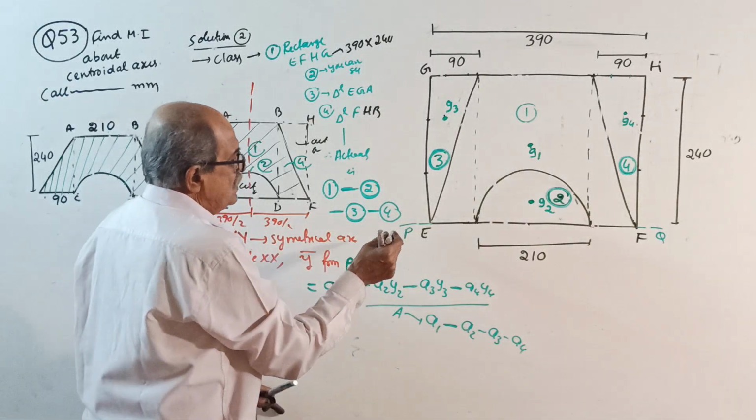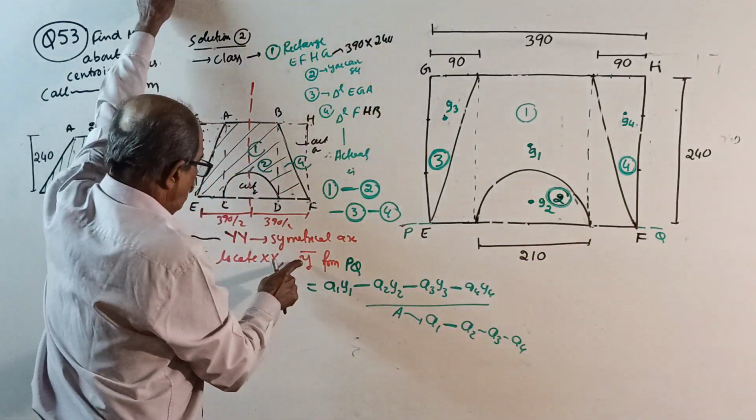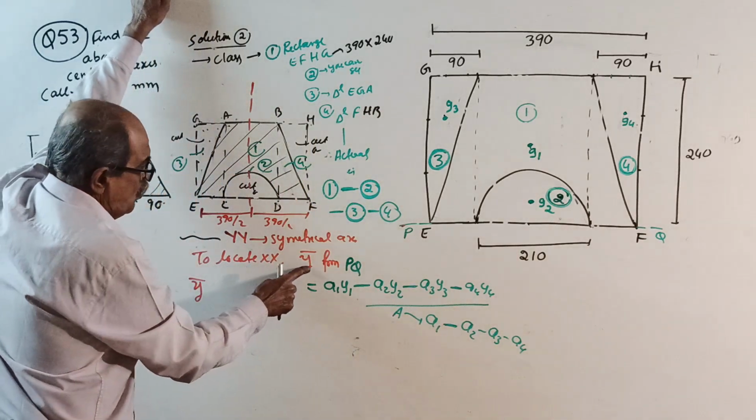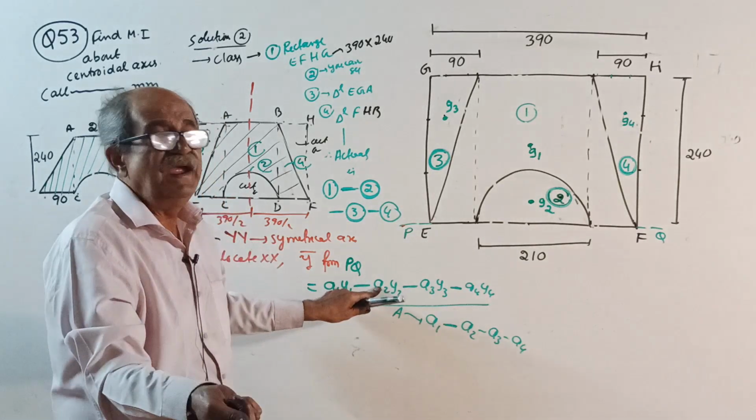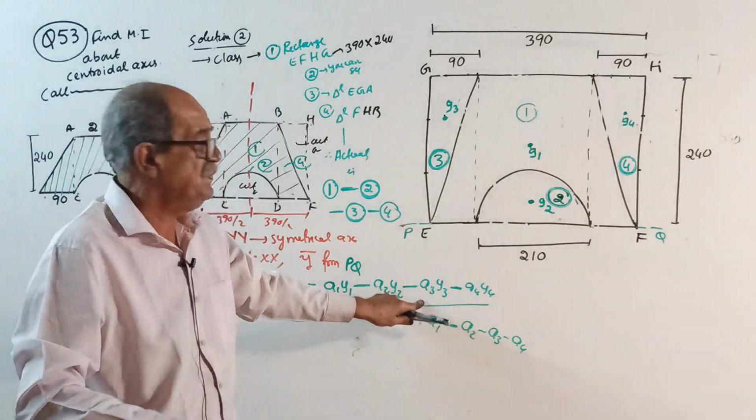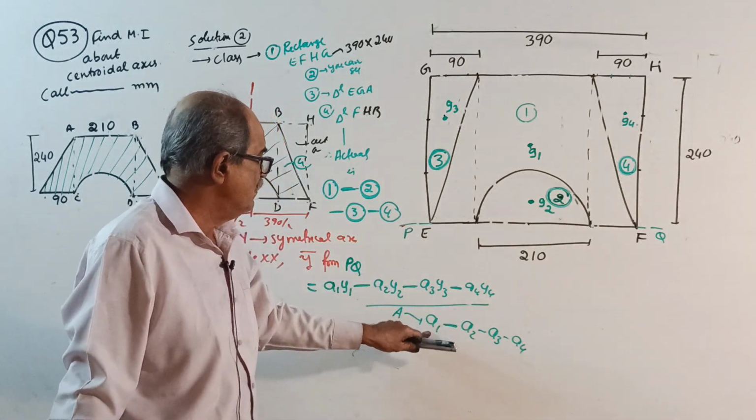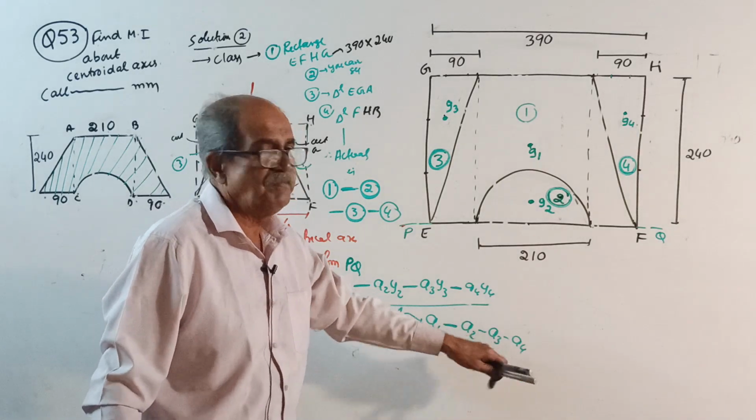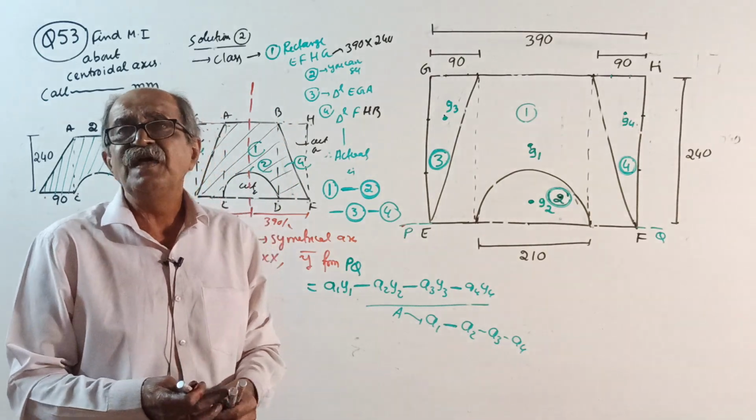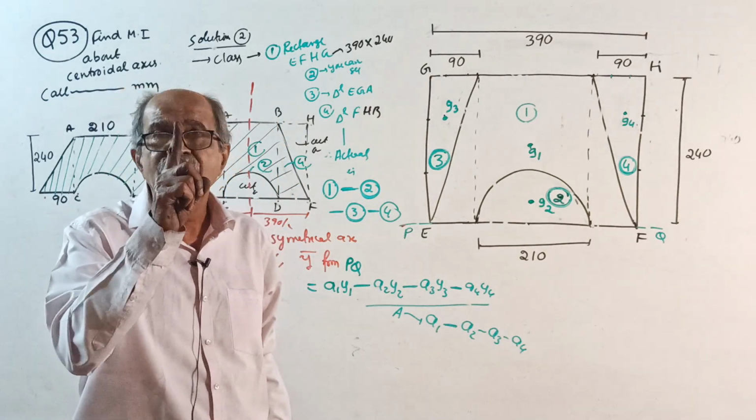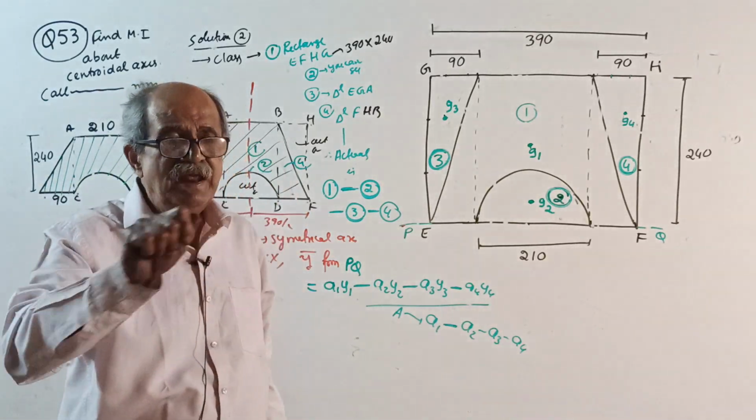For Y bar you take reference line PQ from the base. And remember, Y bar is to locate XX. Y bar from PQ equals a1y1 minus a2y2 minus a3y3 minus a4y4, divided by area a1 minus a2 minus a3 minus a4. Now I will tell the last step: final I equals I for 1 minus I for 2 minus I for 3 minus I for 4.